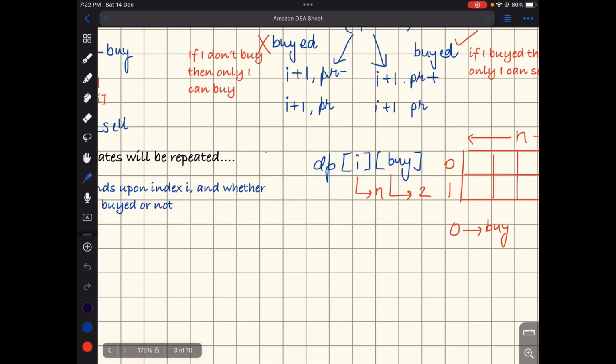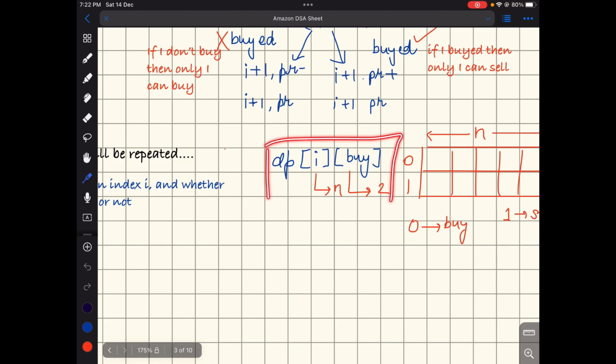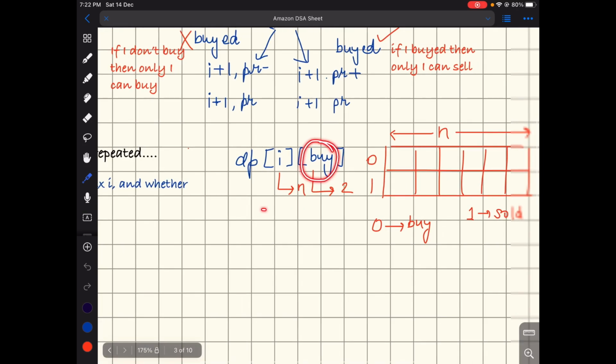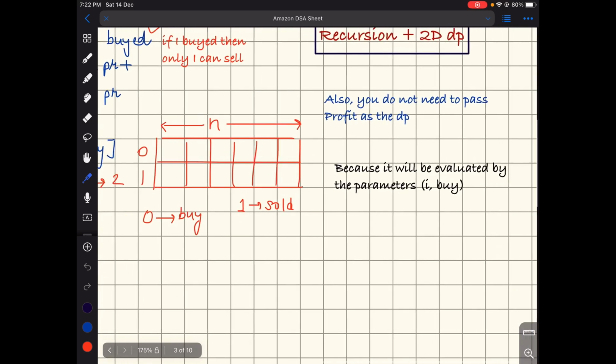So you can put buy as a boolean variable. So your DP will be a 2D DP, where I would represent the length of the array, that would be a dimension n, and buy will be of dimension 2, that would be either a buy or a sell, you can put 0 as a buy or 1 as a sell, or vice versa, right?